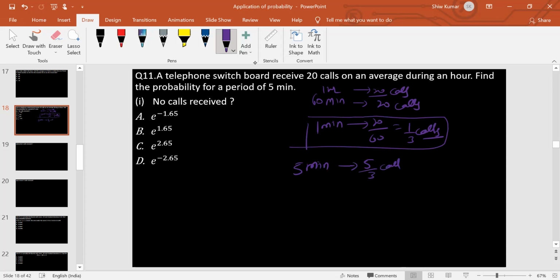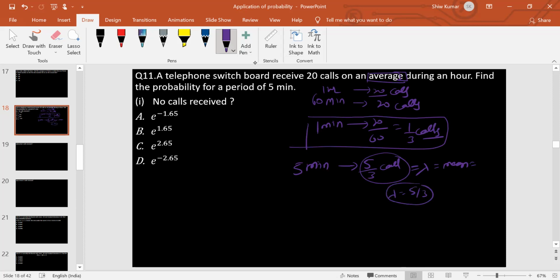So I can say that this 5 by 3 indicates lambda. Lambda is nothing but the mean, because here the question gives the average. So whatever value we get here, that is the mean only. So here I got the lambda value as 5 by 3.